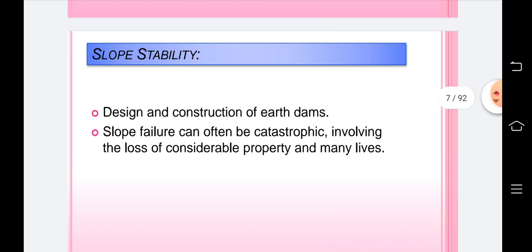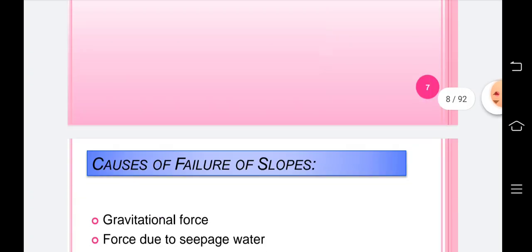Okay, so next one, what is meant by stability of the slopes? That is the design and construction of the earthen dam. And a slope failure can be catastrophic, involving the loss of considerable property and many lives.